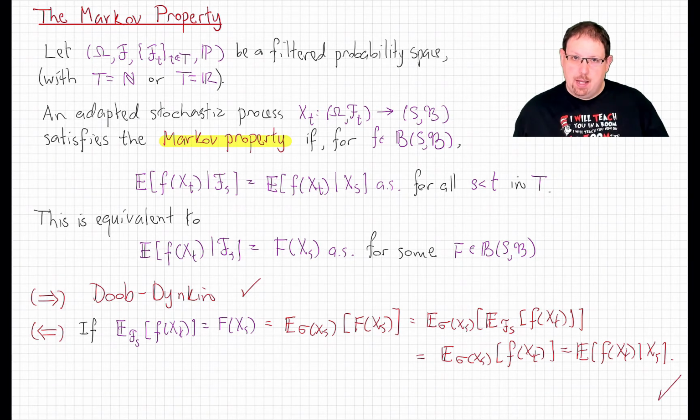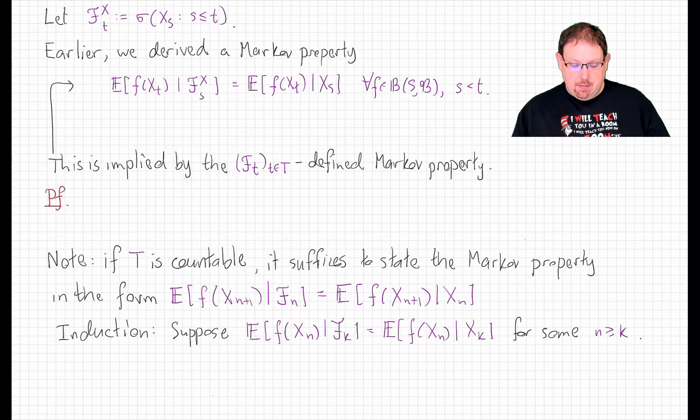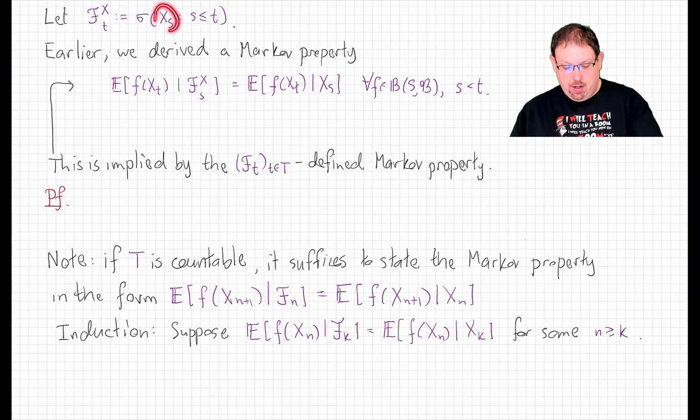Now, when we derived the Markov property from our random dynamics model, it was with respect to the sigma field generated by the stochastic process. Let's give that some notation. Given a stochastic process, the sigma field that it generates, F^X_t, is the minimal sigma field with respect to which all of the variables X_s up to time t are measurable.